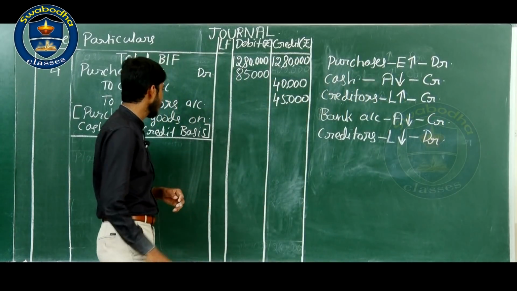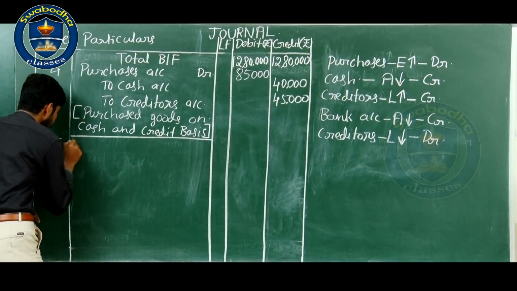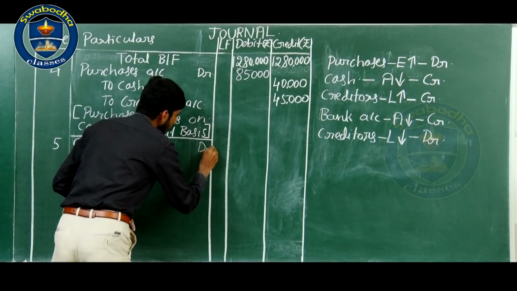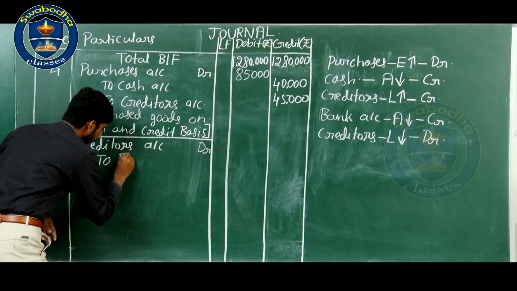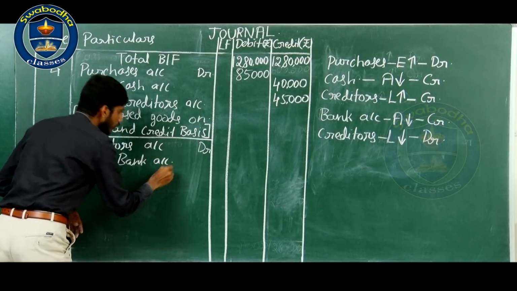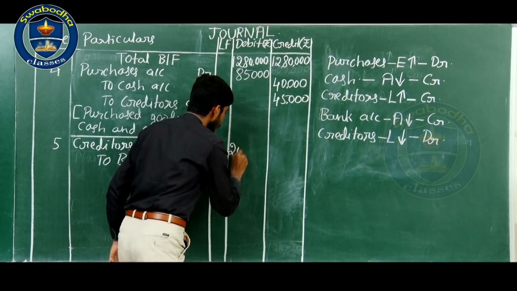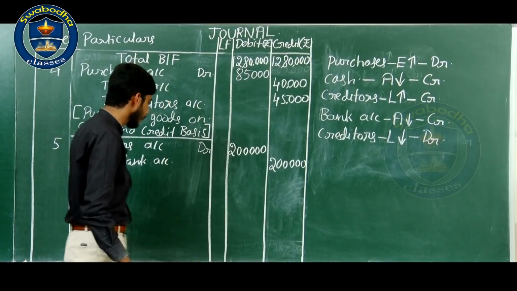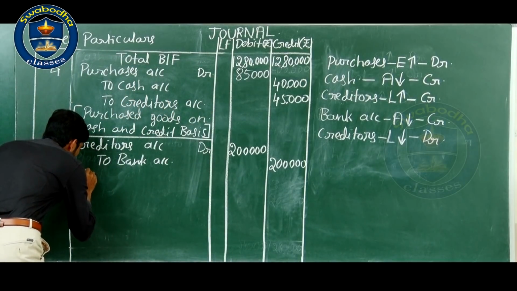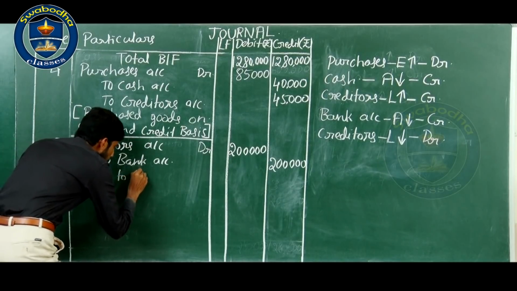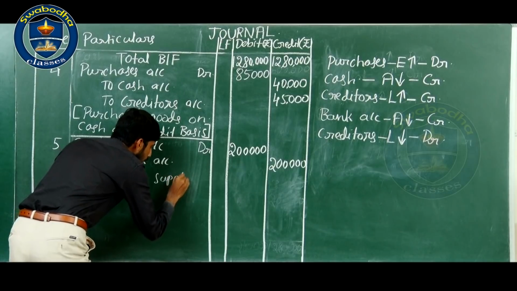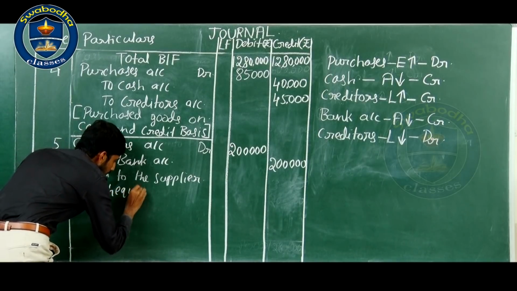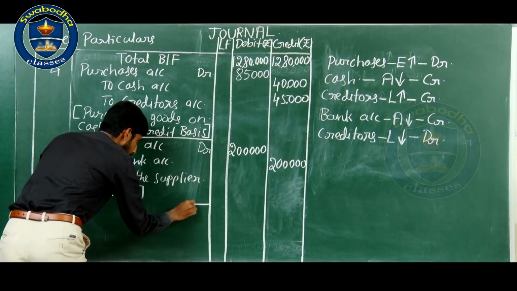So the journal entry will be creditors account debited to bank account. Amount is 2 lakh rupees. Write the narration. Paid to the supplier by check.